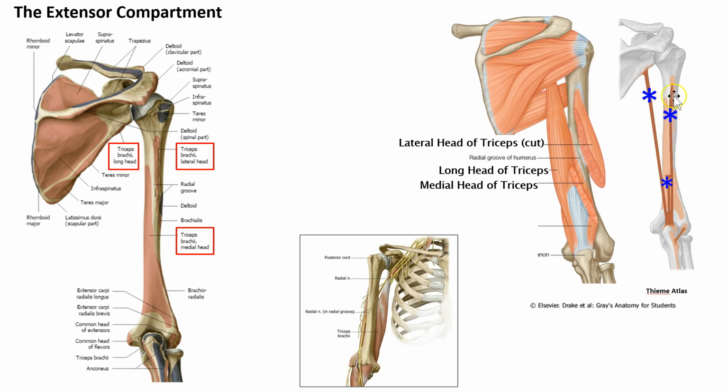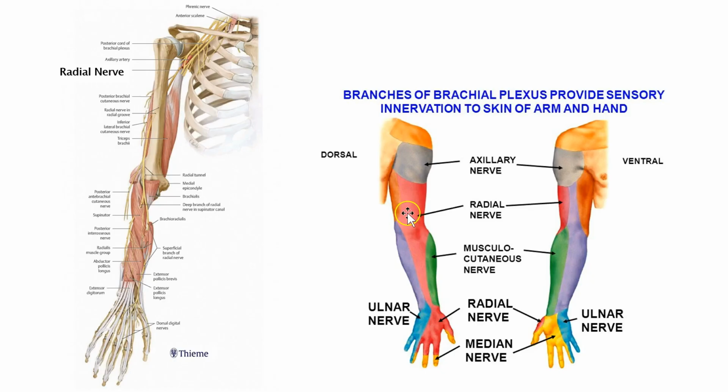The lateral head doesn't cross the shoulder, it only crosses the elbow. So does the medial head, it only crosses the elbow. The three muscles together form one muscle belly inferiorly and attach onto the olecranon process of the ulna. And the three together are the primary extensors of the ulna at the elbow joint.